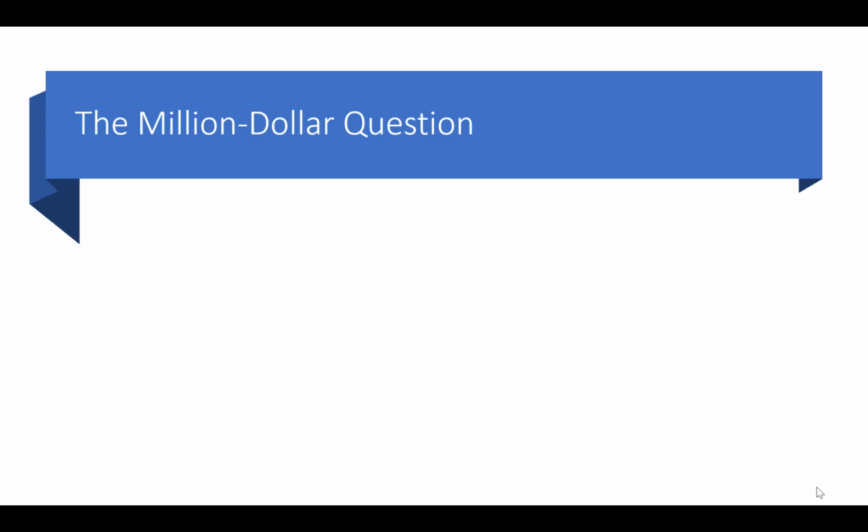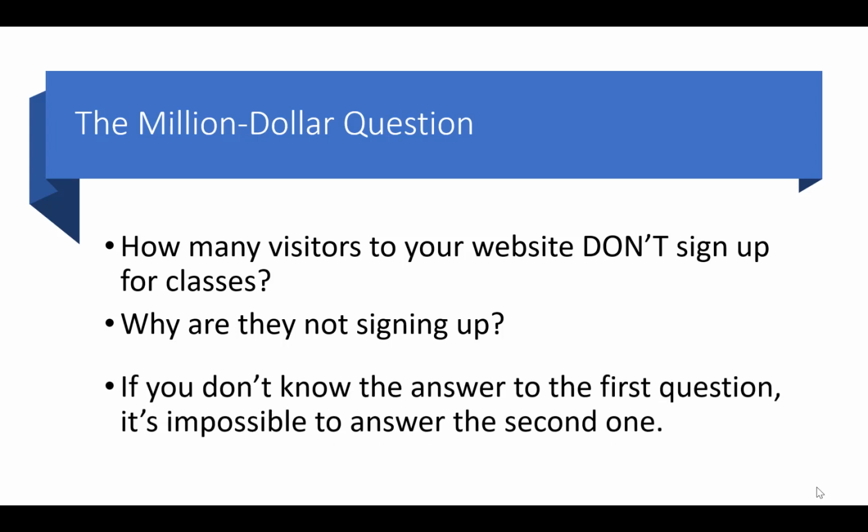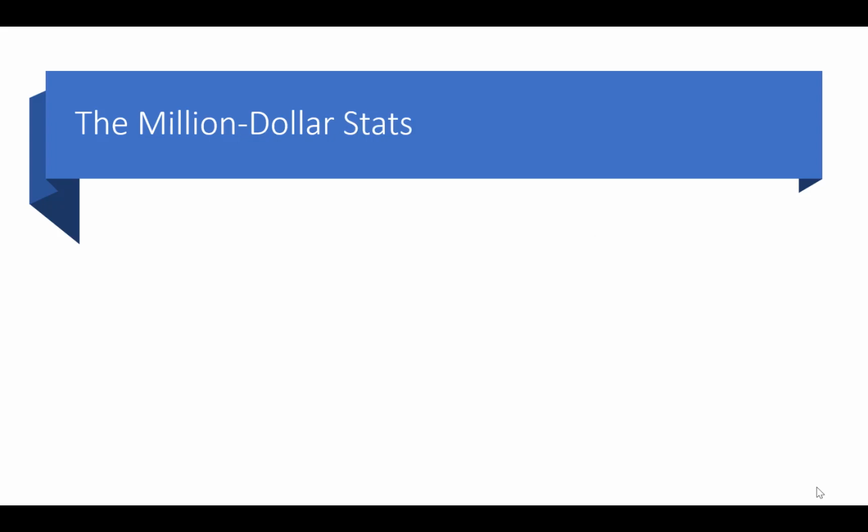Now, the million-dollar question is the next thing we need to talk about. Here's the million-dollar question: how many visitors to your website don't sign up for classes? There's a really good chance that you don't know the answer to that question, and that makes it hard for us to answer this follow-up question: why then are they not signing up? What is it that they're seeing that's preventing them from actually enrolling in your classes? If you don't know the answer to the first question, it's literally impossible to answer the second one.